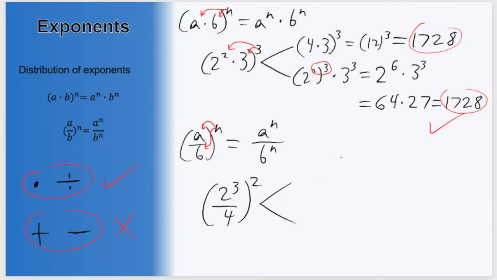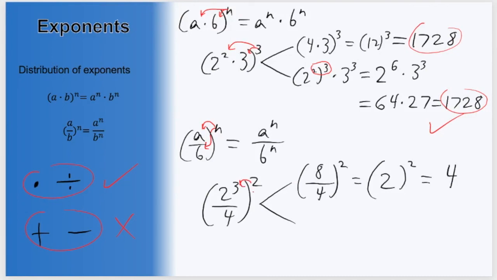First, using our order of operations, evaluating the inside of the parentheses first. Doing the exponent inside first, the 2 cubed will give us 8, still divided by 4 and raised to the second power. Doing the division inside, 8 divided by 4 will give 2 squared. 2 squared will just be 4.